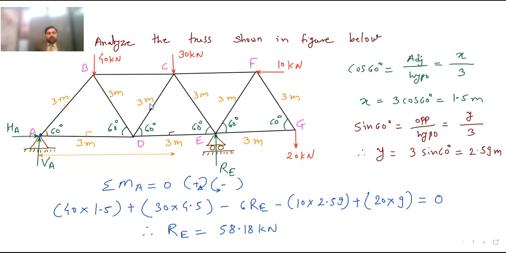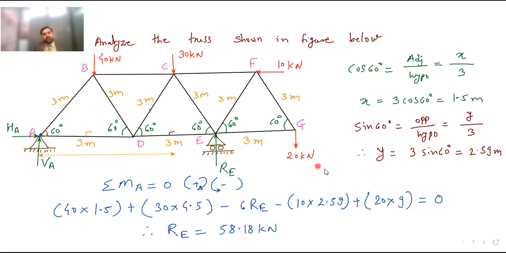Now see, if I want to use Fy, the sum of the forces parallel to the y axis, then I should consider all the vertical forces. So here VA is moving upward, so positive. 40 kilonewton moving downward, minus 40. 30 kilonewton moving downward, minus 30. RE is moving upward, so plus 58.18, the value of RE. Then this 10 kilonewton we will not consider. Then this 20 kilonewton again moving down, so minus 20.